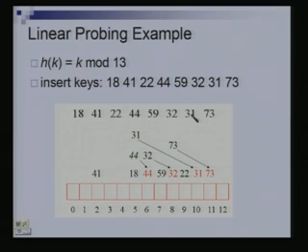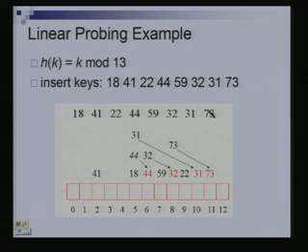31. 31 mod 13 is 5. So we should have put 31 here, but this location is occupied with 18. So we go to the next location, which is occupied by 44. So we go to the next location, which is occupied by 59. So we go to the next location, which is occupied by 32 already. So we go to the next location, which is already occupied by 22. So we go to the next location, which is empty, and we put 31 here.